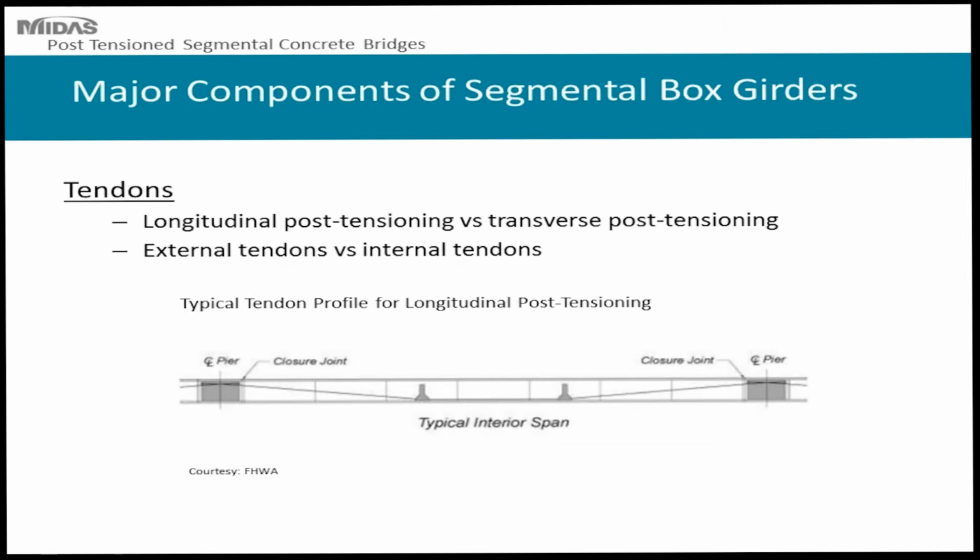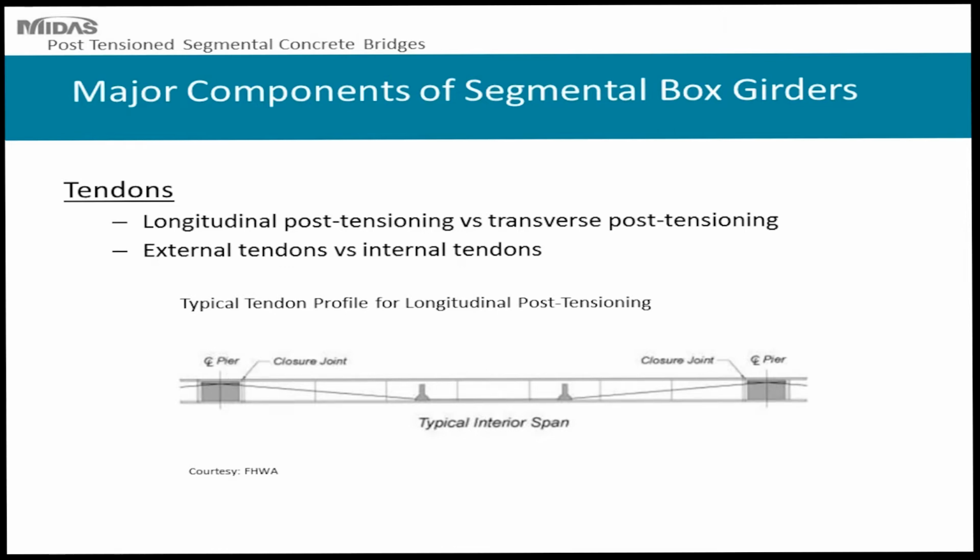Let's go over some of the major components of segmental box girders. In segmental bridge construction, longitudinal post tension is used to resist the vertical bending moment under the self weight of girder segments, construction loads, and live loads. Sometimes transverse post tension is used in the deck to resist locally high transverse moment due to large cantilever or live load.